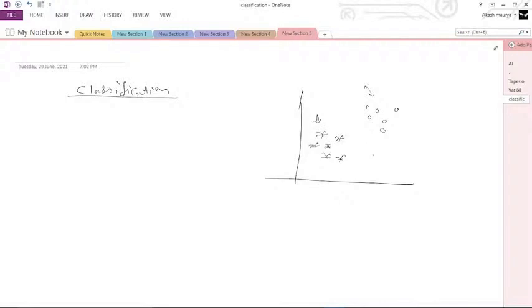Now if I give one new data point here, which class will you assign it to, this one or this one? To come up with this, we have a lot of machine learning techniques. For classification, we have the KNN model. KNN stands for K nearest neighbor.